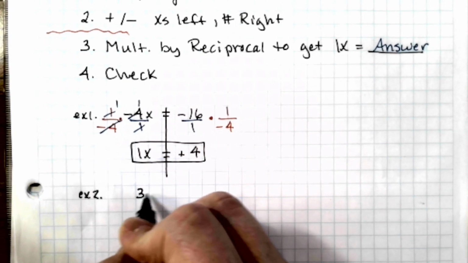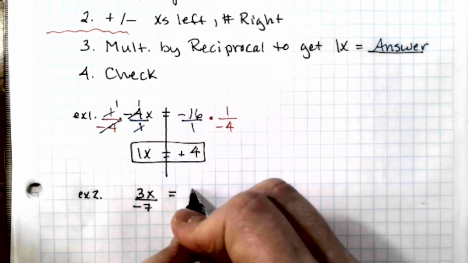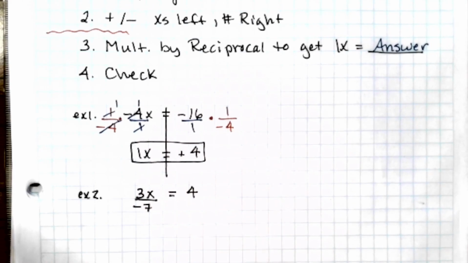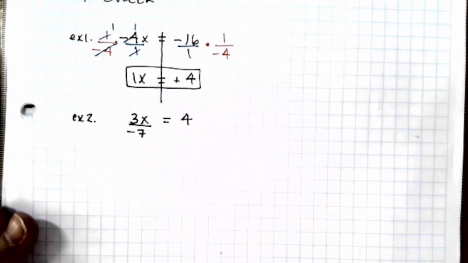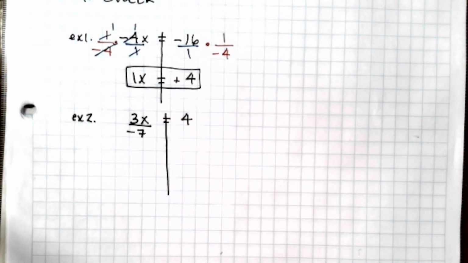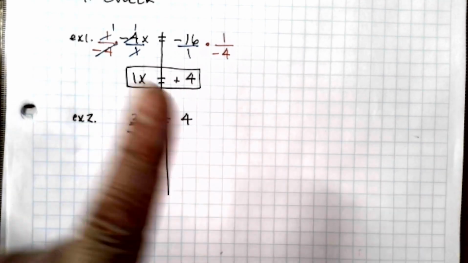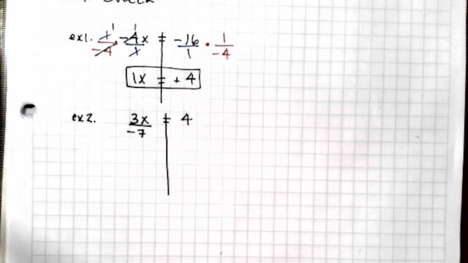So leave a little space. 3x over negative 7 equals 4. The nice thing about reciprocals is it makes something that looks really complicated quite simple. Again, our first two steps on solving are taken care of. Everything is simplified. The x term is on the left. The number term is on the right. So we're ready to go straight to step 3, multiply by the reciprocal to get a 1x.